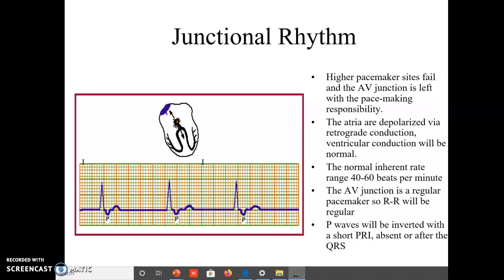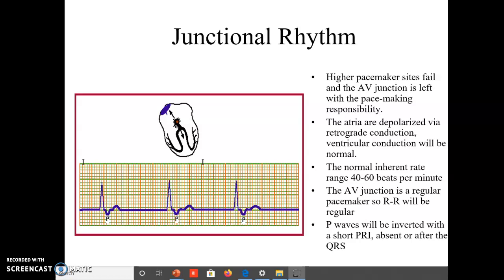The other function that our junction can do for us is if the SA node fails to fire, if for some reason there's a disease process and the SA node literally just quits firing, that junction can kick in as a backup system, not because it's irritated, but because it's trying to help. So in a true junctional rhythm, it's when the higher pacemaker sites have failed and the AV junction is left with the pacemaking responsibility. The atria are depolarized via retrograde conduction, so backwards conduction. The ventricles will still conduct normally.